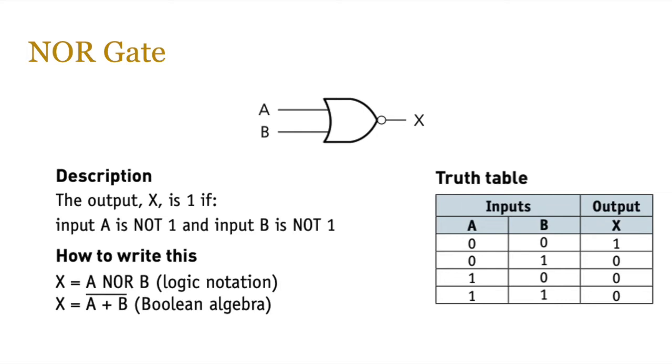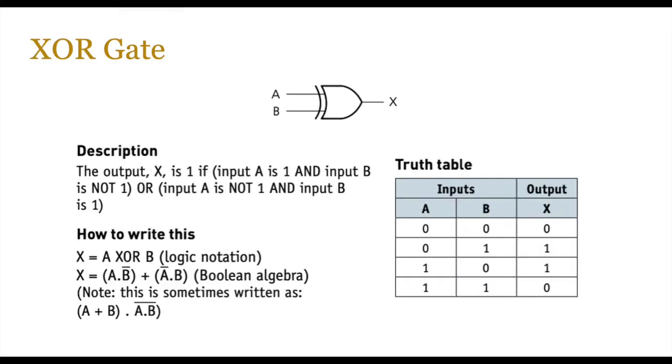Now you can write this in logic notation as simply X is equal to A NOR B, NOR is capital. And in Boolean algebra form, you simply say X is equal to A plus B, which is OR, and you draw a big line at the top, which is the NOT part. So it's NOT A OR B, which is basically what NOR is. Now the final gate is XOR or exclusive OR. This is a special version of an OR gate, which basically looks for exclusive 1 inputs.